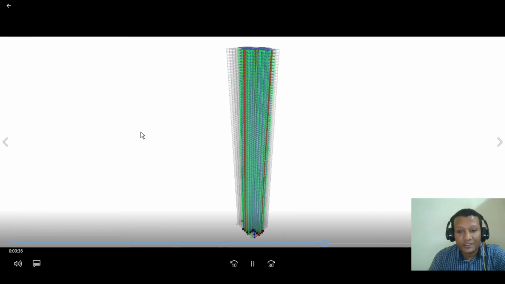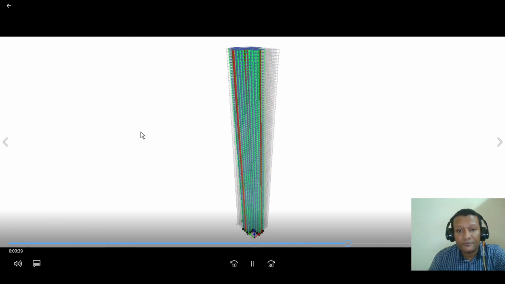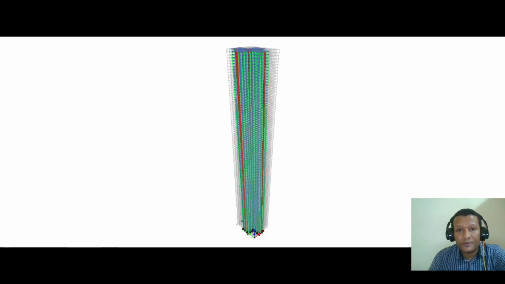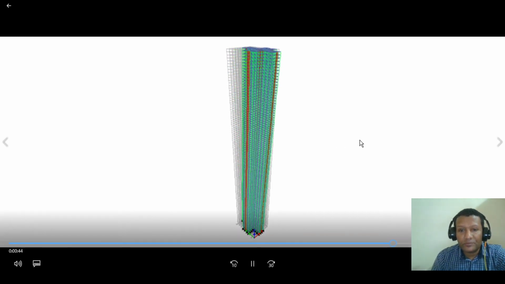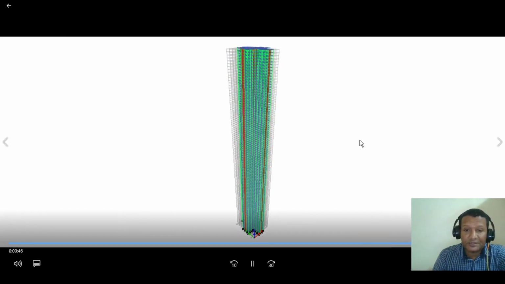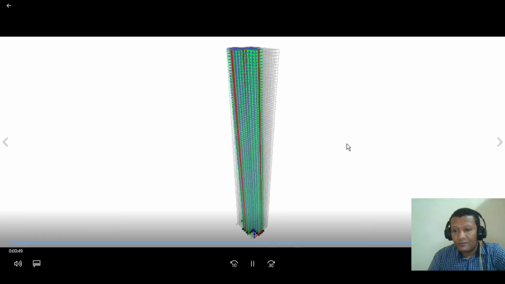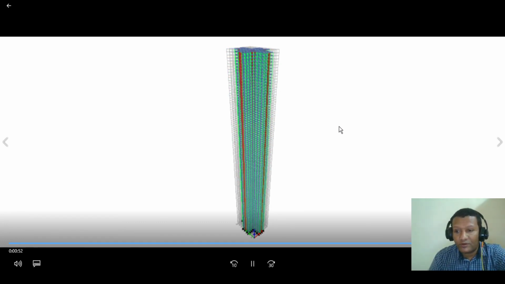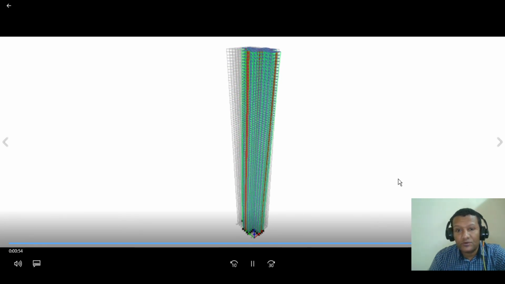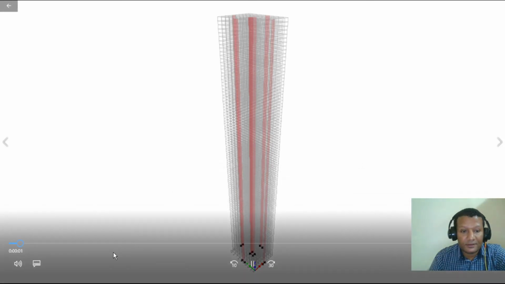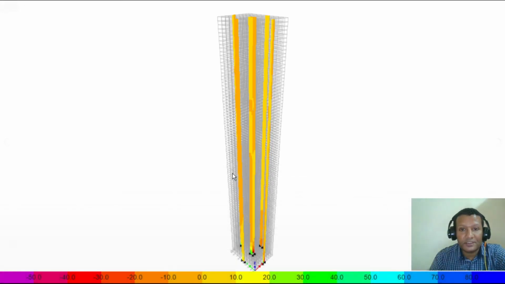This is how the building is. Maximum deformation, displacement, shear force, moment, or the four global responses will be used for comparison with RSA. This is for the shear wall, F22 shear wall. Here it's not moving, but the next video I can show you. Yeah, this one.